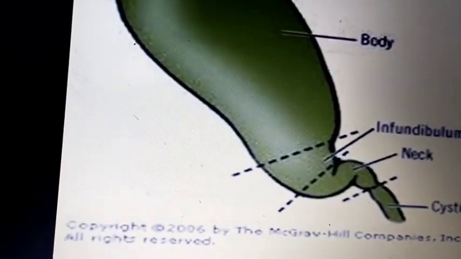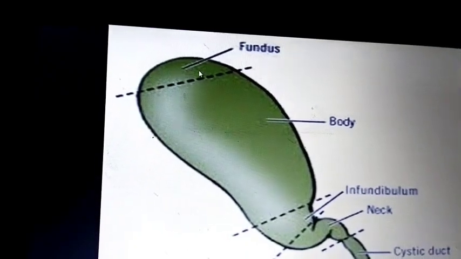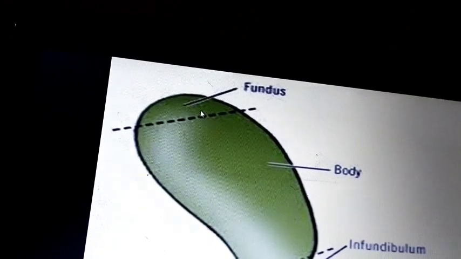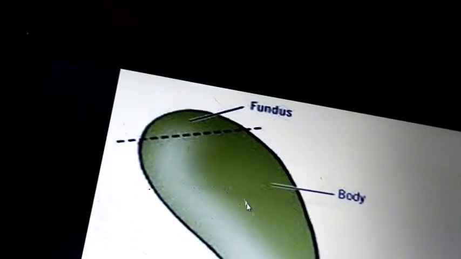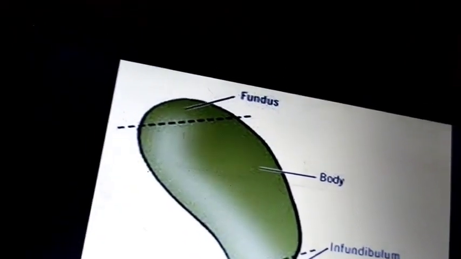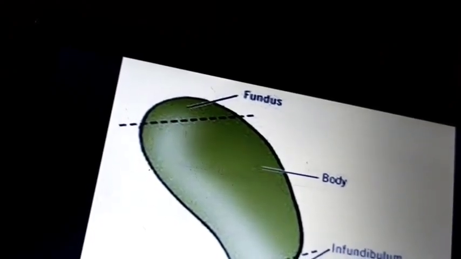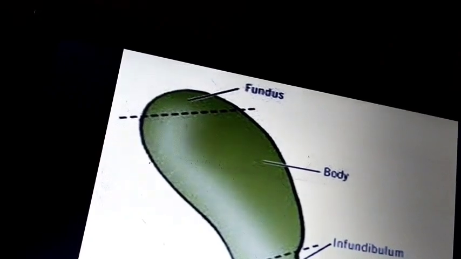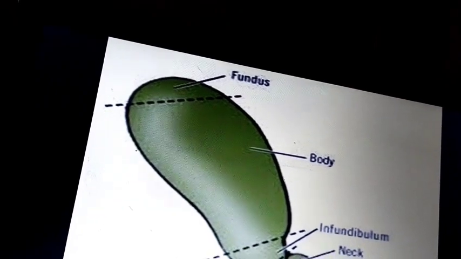Okay, you can see here this is a fundus. It protrudes out from under the liver, and this is the body, which is the mainly dilated part of the gallbladder. This is the infundibulum, a funnel-shaped outpouching of the gallbladder that forms a pouch-like structure. That pouch is Hartmann's pouch, and this is the neck. You can see here the neck is S shaped.